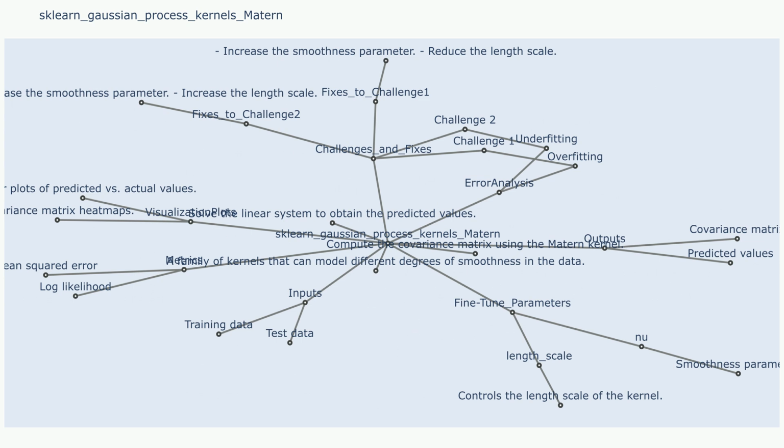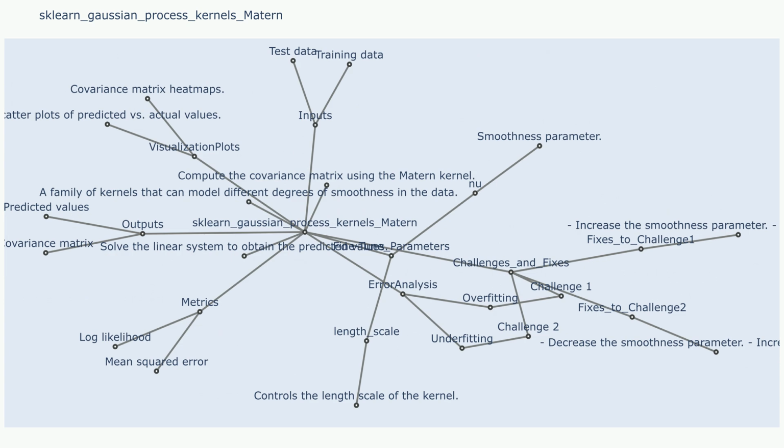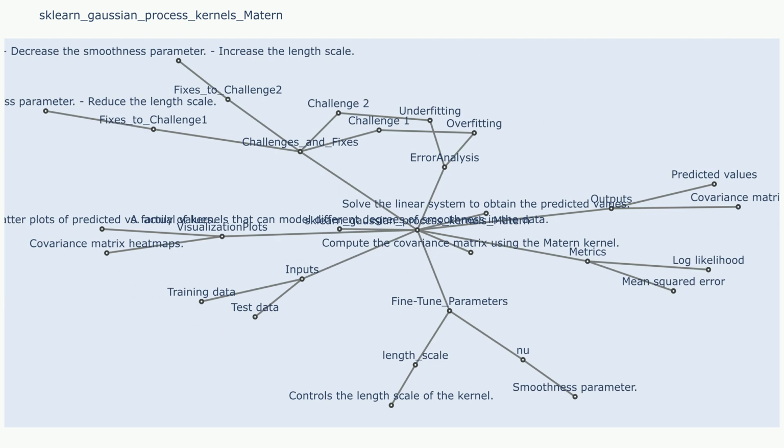Steps. Calculate the distance between input data points. The kernel function is based on the distance between input data points. The distance can be calculated using various metrics, such as Euclidean distance, Manhattan distance, or other distance metrics appropriate for the specific application. Apply the Matern kernel function. The Matern kernel function is then applied to the calculated distances to determine the covariance between the input data points. The function involves a combination of exponential and Bessel functions.